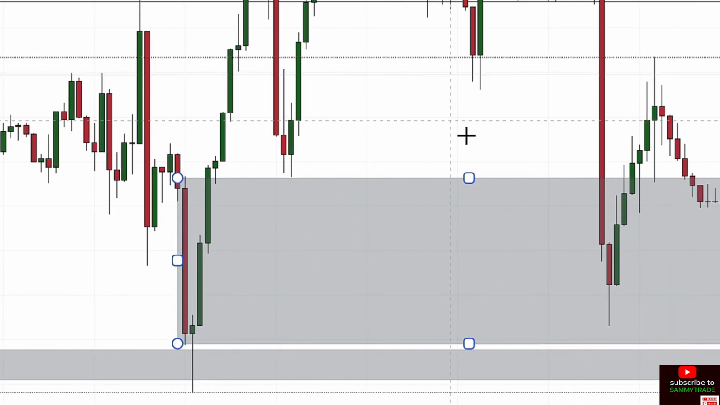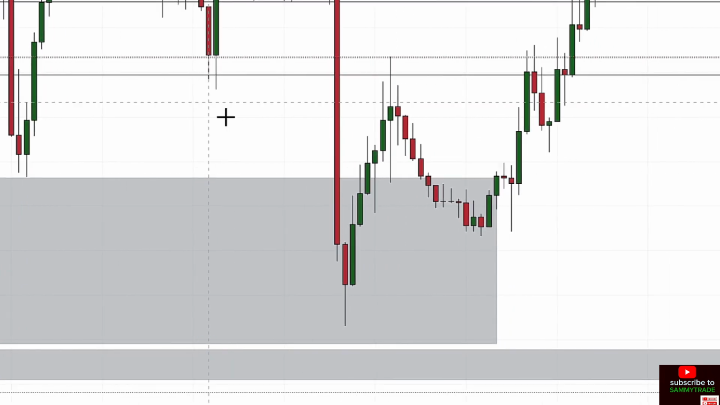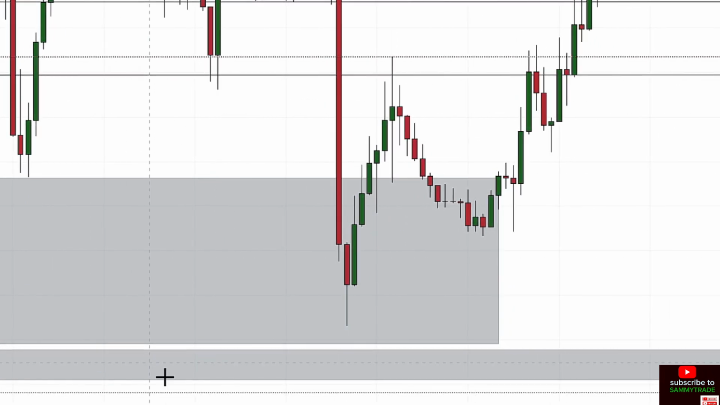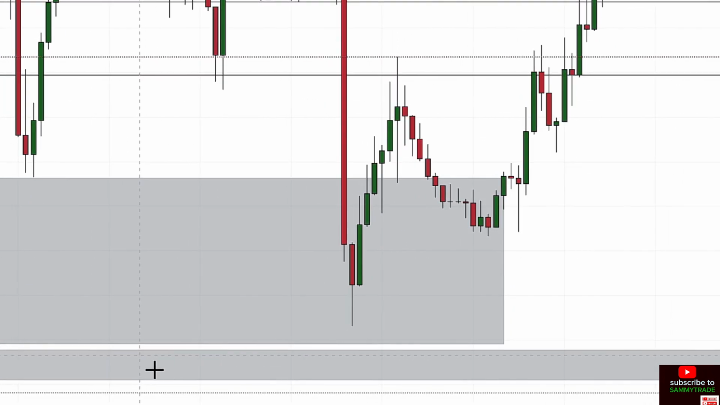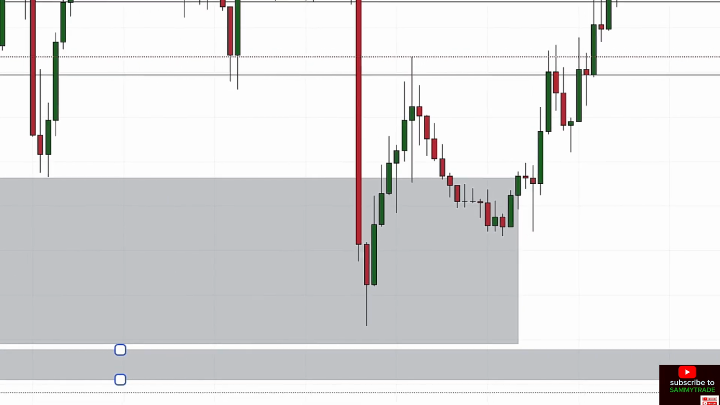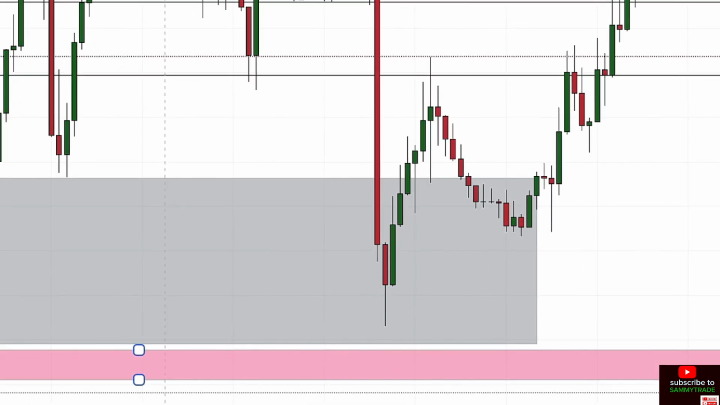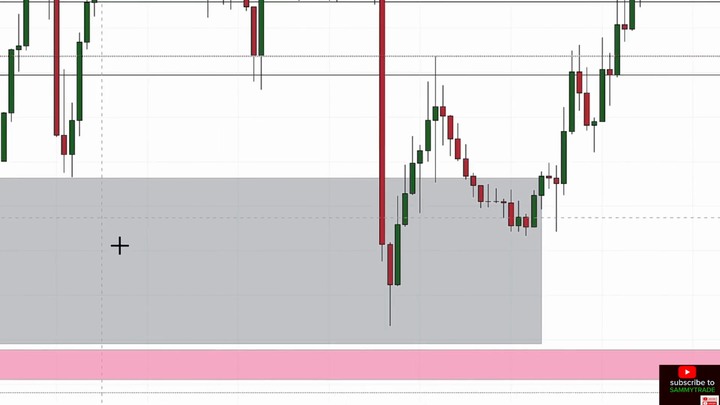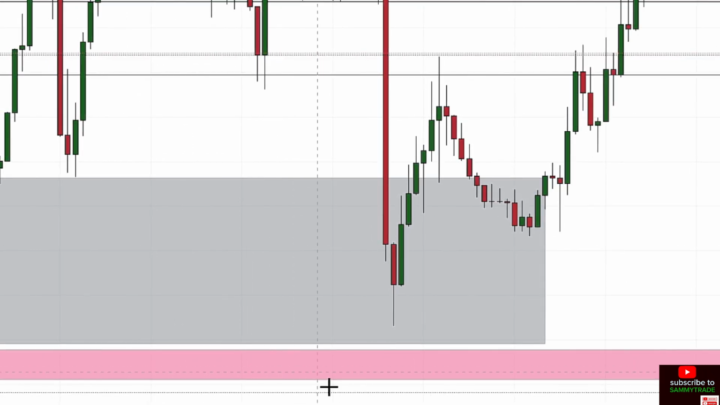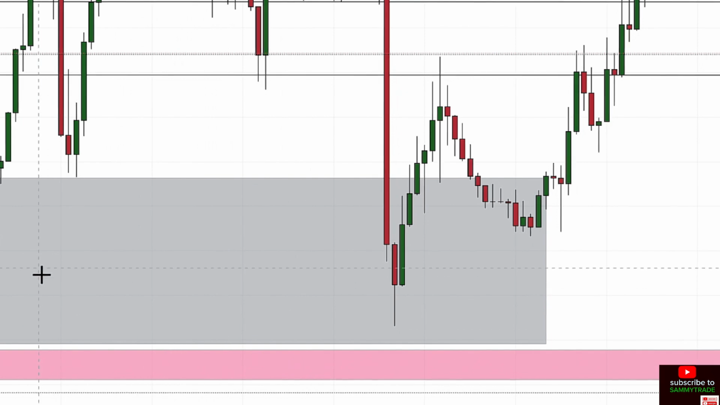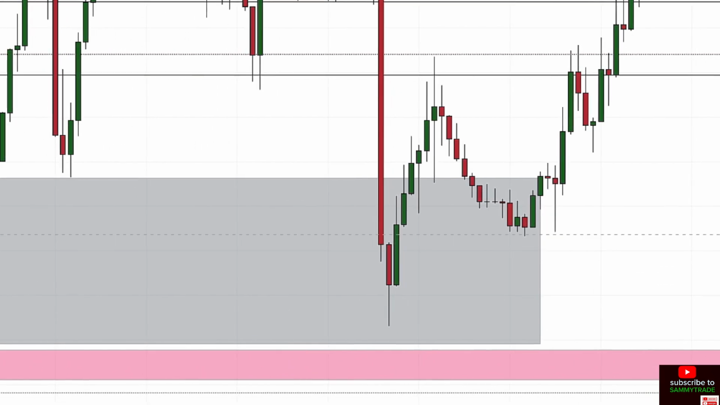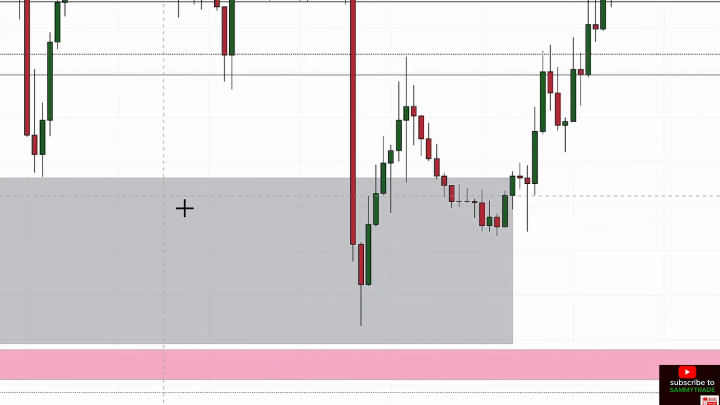Now I was waiting for two things. Number one is that price will come to this demand zone, which is right here. Let me change the color so you can understand me better. Okay, firstly, price will come to this demand zone, and secondly, price will come to my order block, which is right here, before I take that trade.